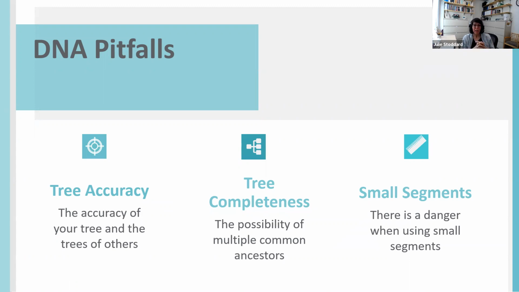It's possible that you and your DNA match might share segments on more than one line. And then we're going to talk about small segments, because your DNA segments can get small enough that those A, T, C's, and G's just line up by chance.